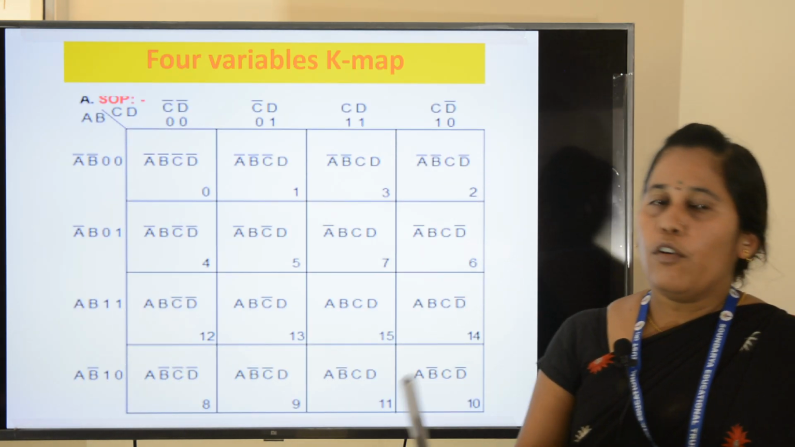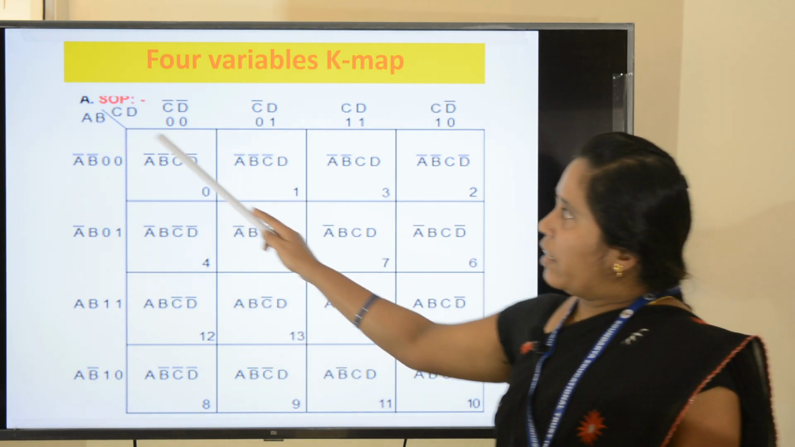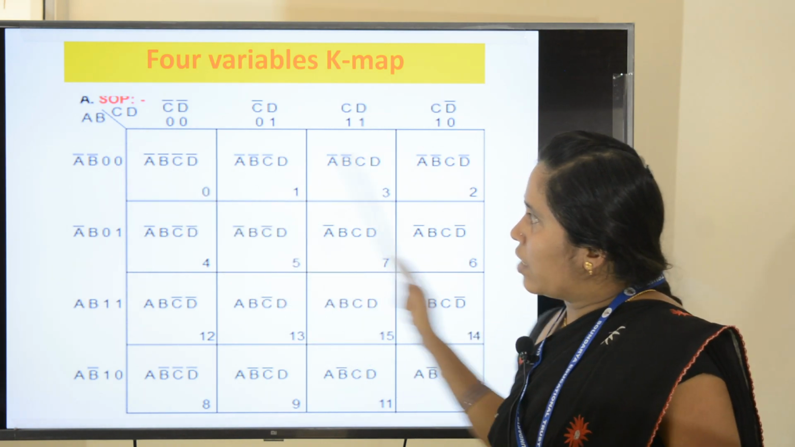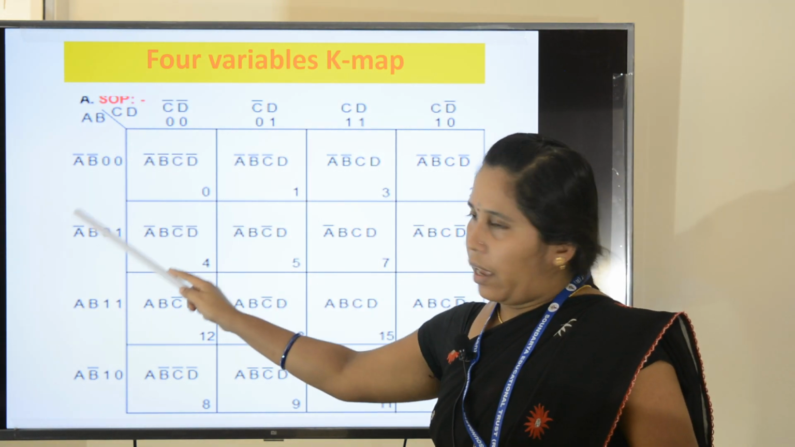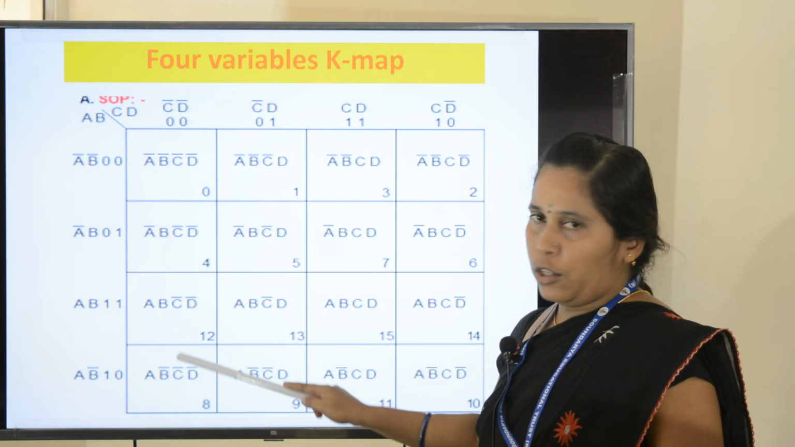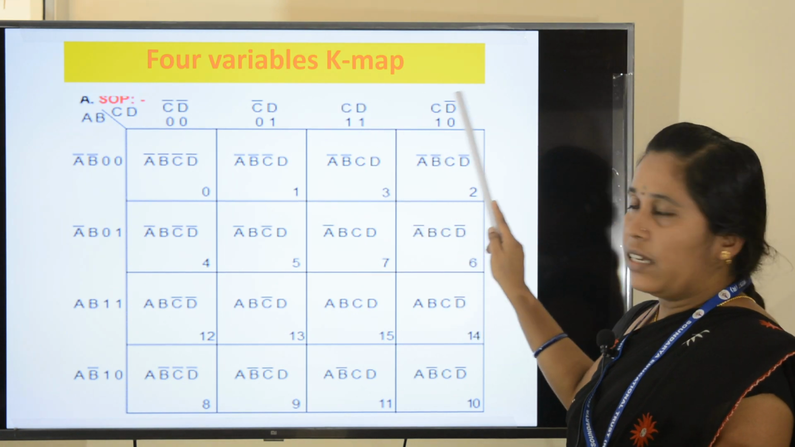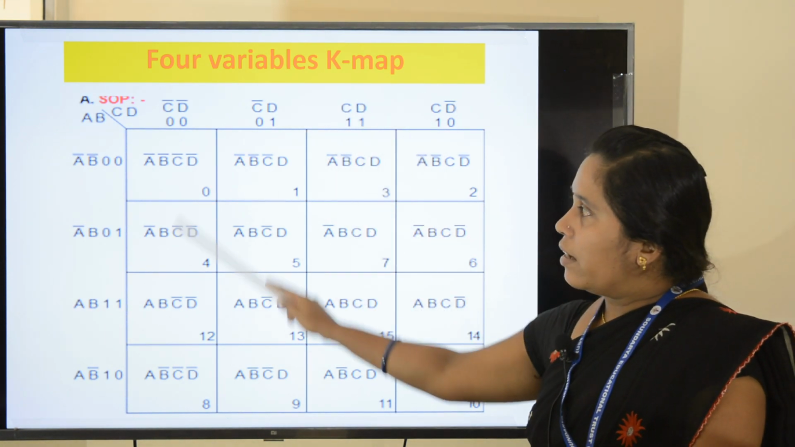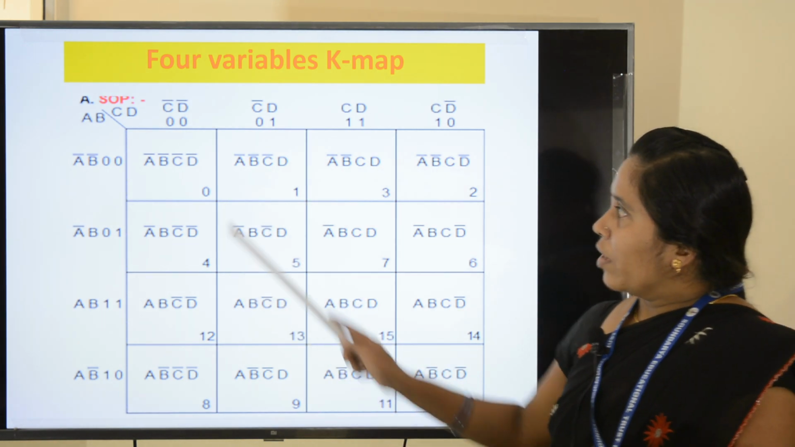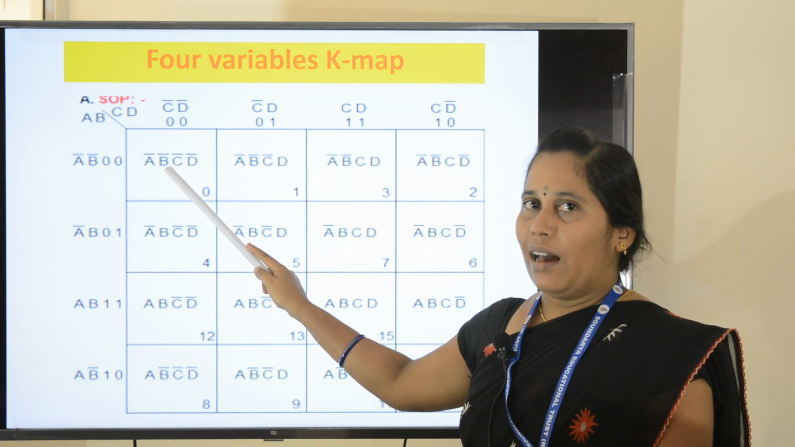Let us see the 4 variable K-map. In the 4 variable K-map, the variables are A, B, C, D. The rows are A bar B bar, A bar B, A B, A B bar, and the columns are C bar D bar, C bar D, C D, C D bar. So there are 16 cells in the 4 variable K-map.